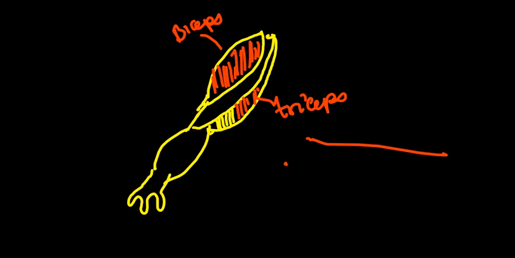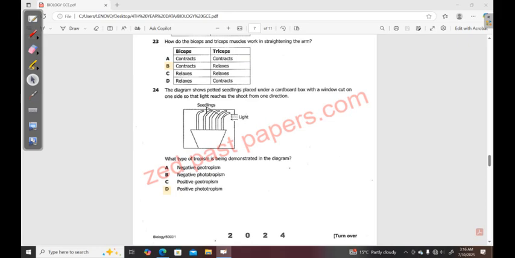So the question is asking what happens. A is they both contract. We said antagonistic. When one contracts, the other one has to relax. B contracts, relaxes. C relaxes, relaxes. D relaxes and contracts.